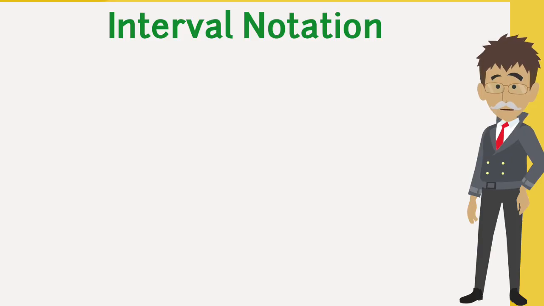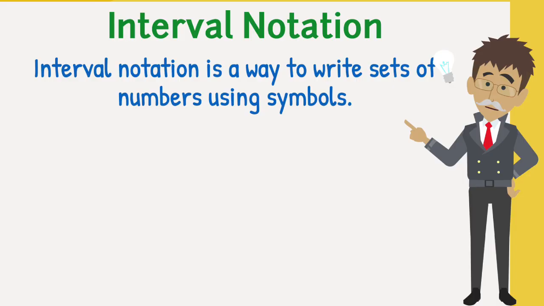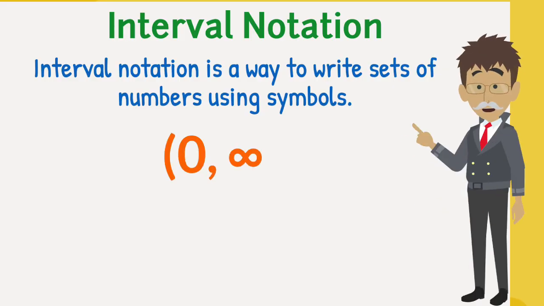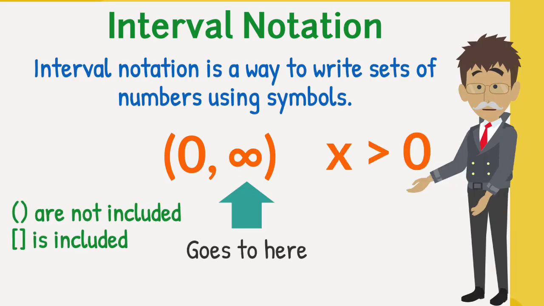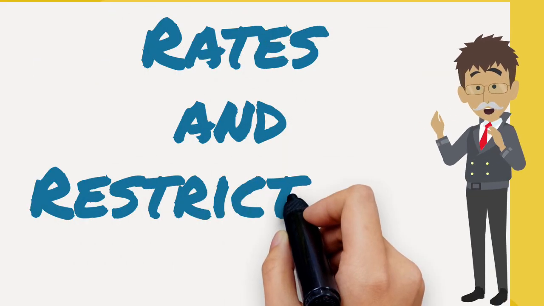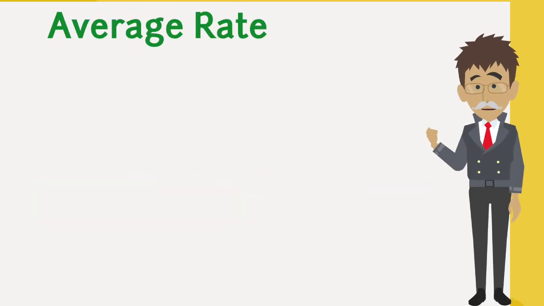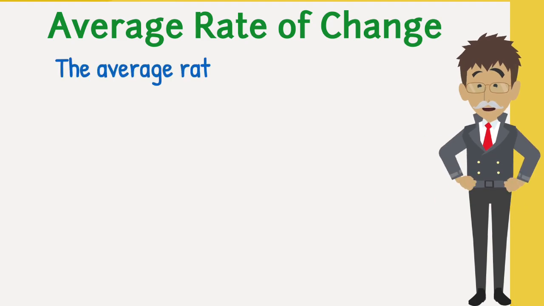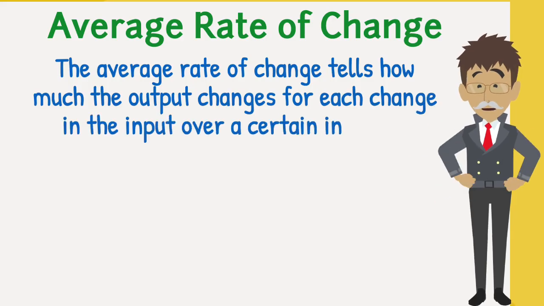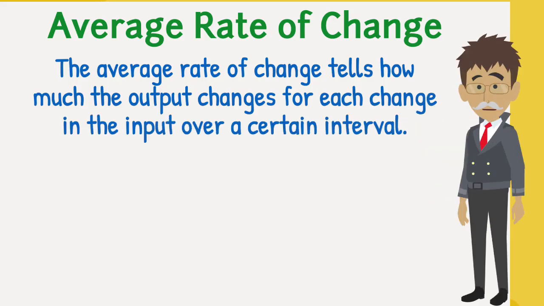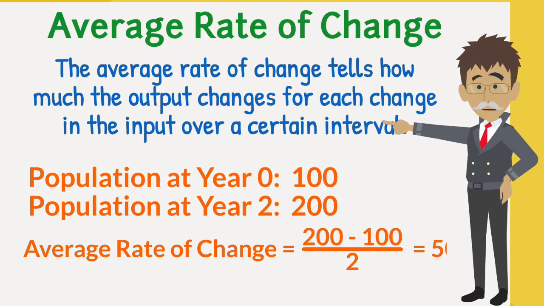Interval notation. Interval notation is a way to write sets of numbers using symbols. For example, open parenthesis 0, infinity, close parenthesis, means all numbers greater than 0. Finally, we analyze how fast values change and what limits a model may have. Average rate of change. The average rate of change tells us how much the output changes for each change in the input over a certain interval. For example, if a population grows from 100 to 200 in 2 years, the average rate is 50 per year.